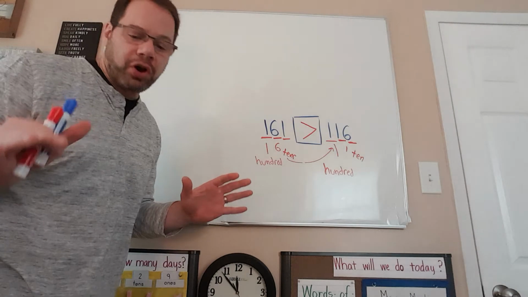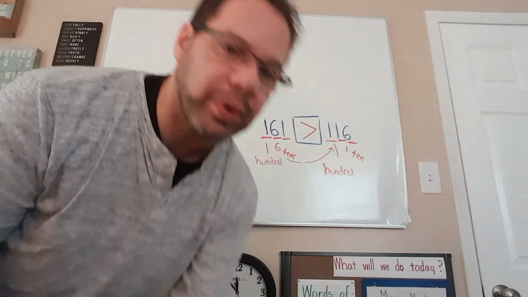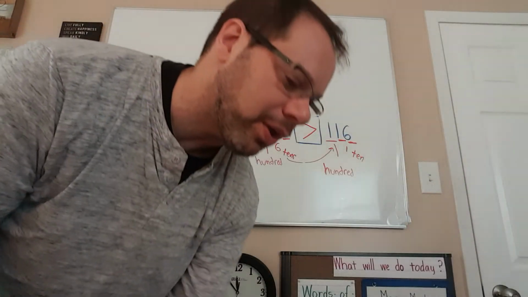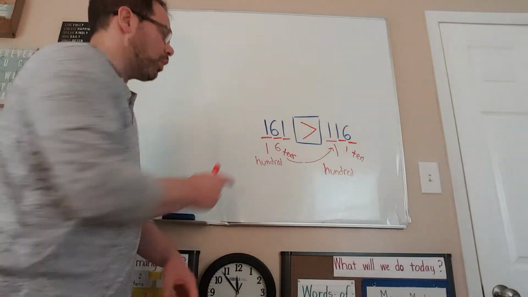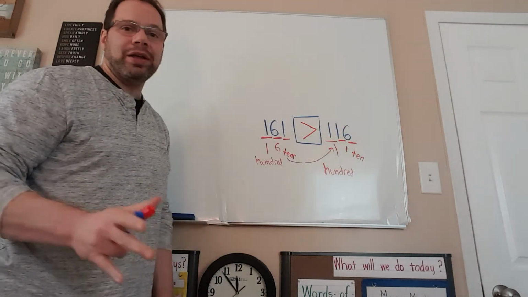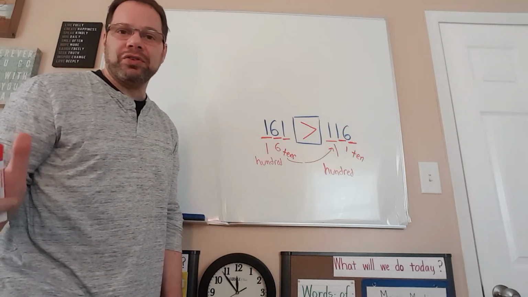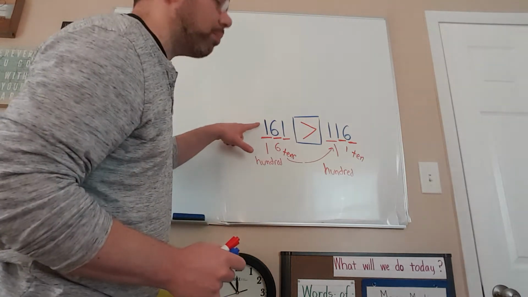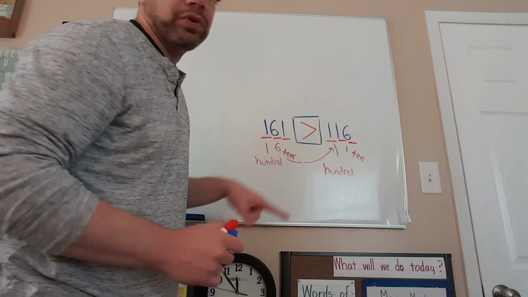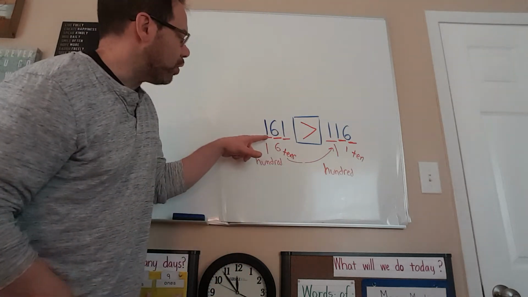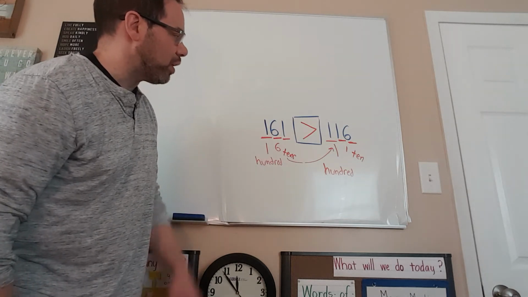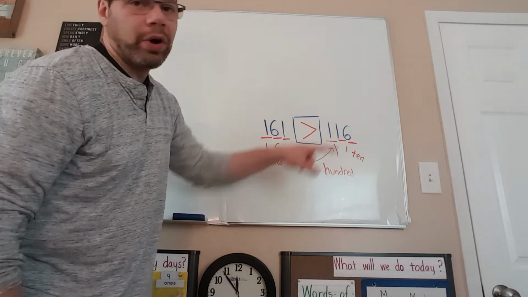And you see how I put the wide open mouth towards the larger number? On this sheet it's showing it as a shark. On the other one it's showing it as a crocodile. Just think about if you were a shark or a crocodile, would you want a really big meal or would you want a smaller meal? Right? You're out there for survival. You need to eat to survive if you're one of those animals. So you want the bigger meal or the bigger number. So that's the way your mouth is going to be open to the bigger number. So the way we would say this is 161 is greater than 116.